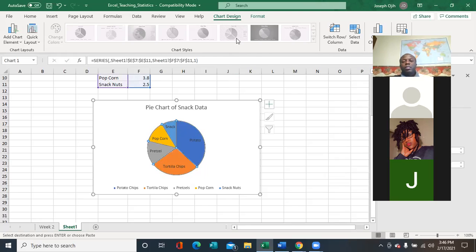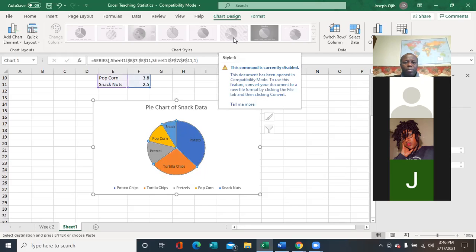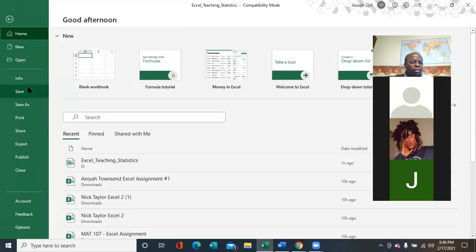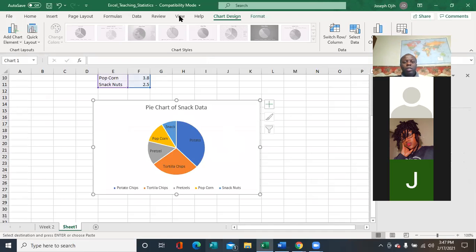So under normal circumstances, this place will be highlighted. Let me see. This command is disabled. This document can be opened in Compatibility Mode. To use this feature, convert the document to a file by clicking the File tab and Convert. I don't know why it's doing that, but anyway, I think you get the point now. This place is just to choose the option you want, but it's already here for you anyway. So you can just type it in.